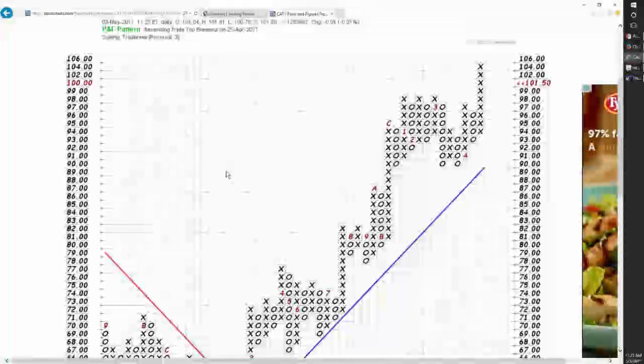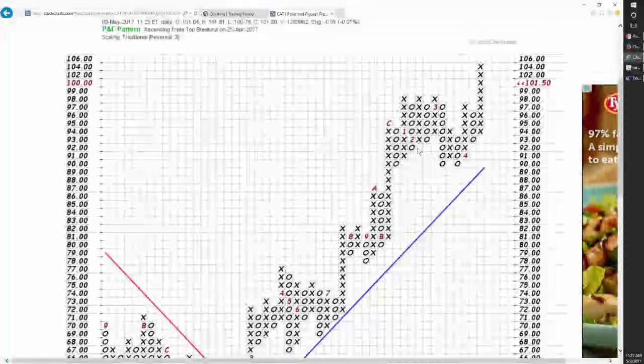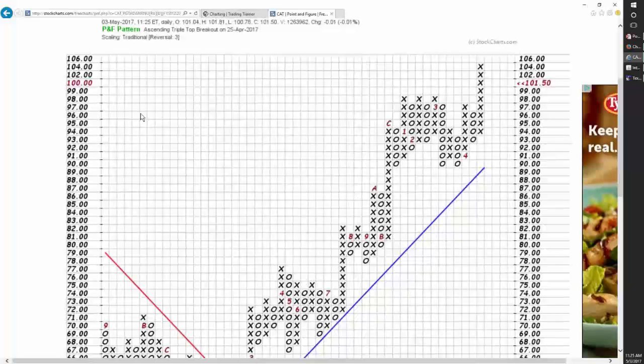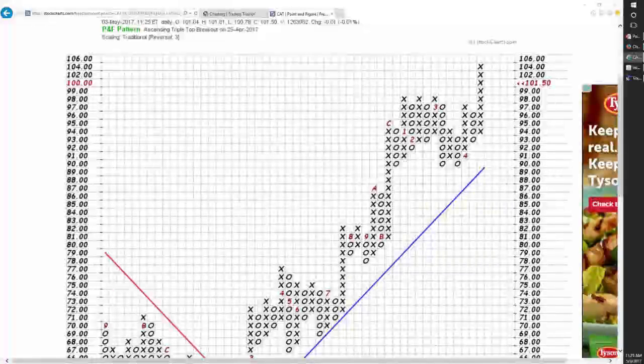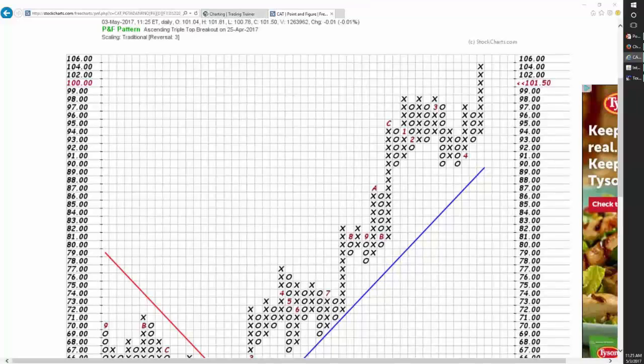So again, with my point and figure chart, I ideally would want to see things going sideways. What's a point and figure chart? How many, with a show of hands, have familiarity with point and figure charts? How many, with a show of hands, don't have point and figure charts in your toolkit?